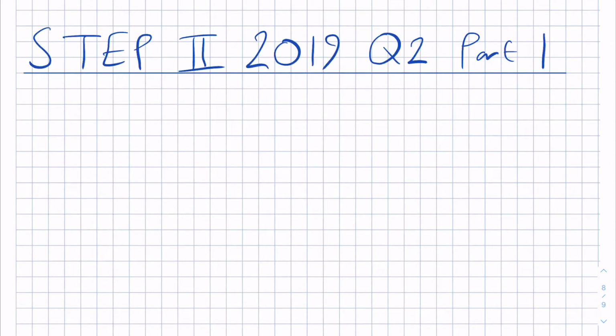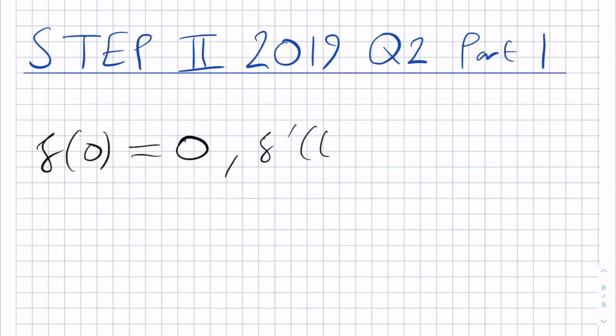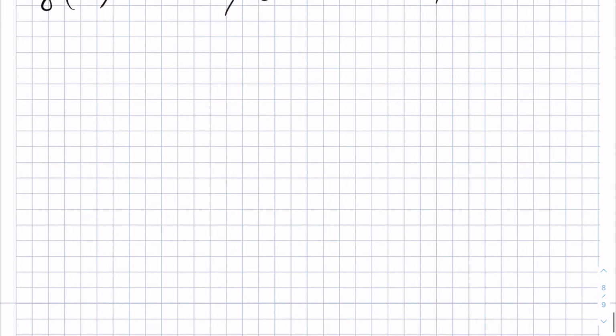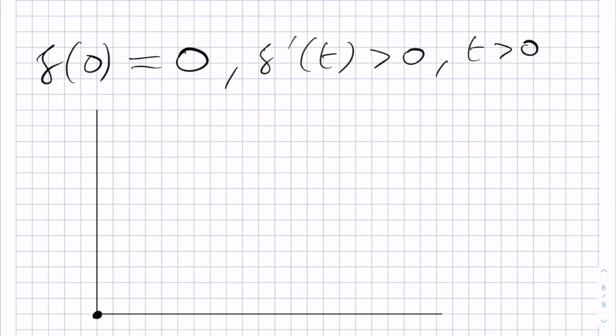So again, let's reiterate the conditions that we have. We have this function f, and f of 0 is 0, so the curve goes through the origin, and f prime of t is positive for t positive. So this must be an increasing function. So let's start by having a sketch of this function, and we're only interested in the positive quadrant because this function is increasing and it starts down here.